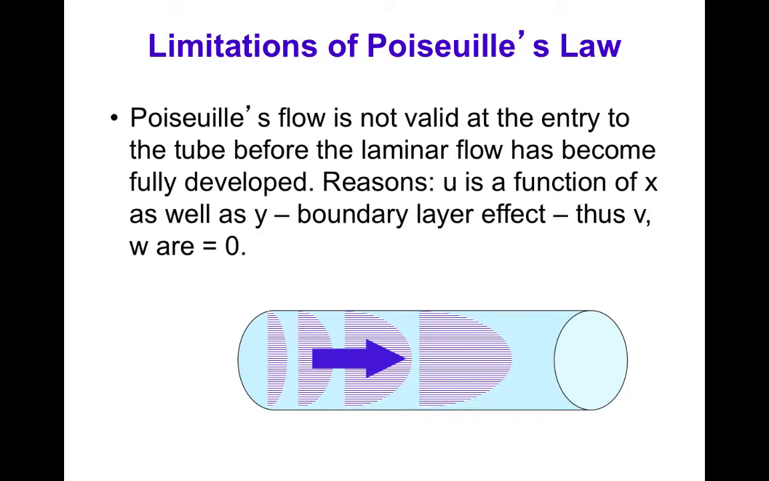Now, there are limitations to the situations to which Poiseuille's formula can be applied. Poiseuille's flow is not valid at the entry to the tube before the flow has become laminar and steady. That's because at the beginning of the tube, the flow takes a little while to become fully developed, and so u in this entrance condition is a function of x as well as y. This is a consequence of effects at the boundaries known as boundary layer effects.